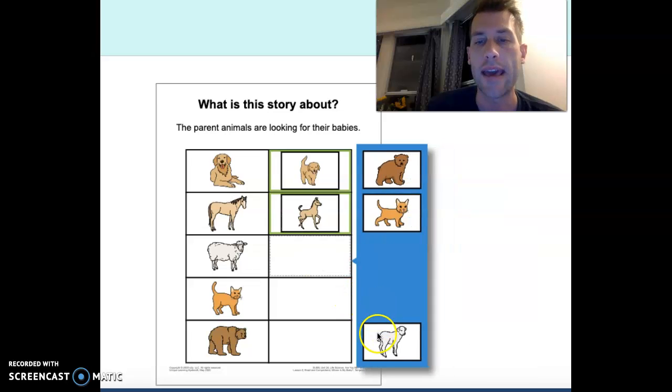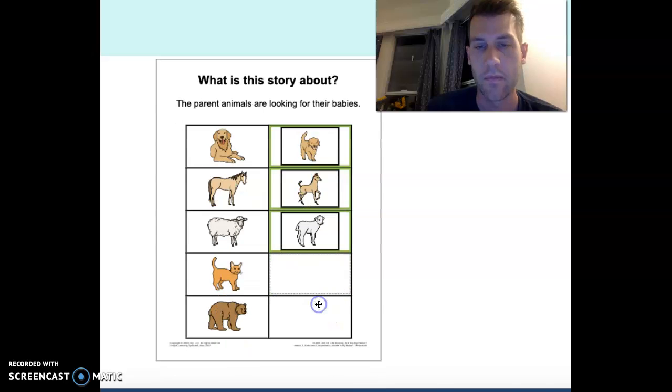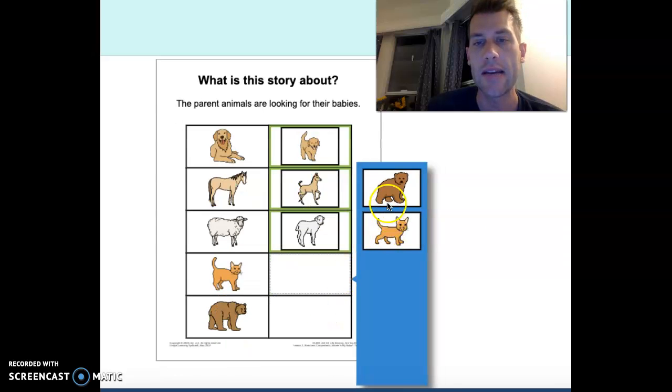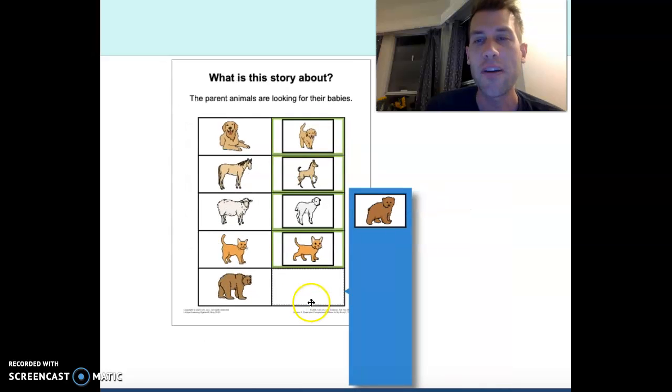Which one is the lamb? That's right. This is the lamb. Lamb. Which one is the kitten? That's right. This is the kitten. Kitten. Which one is the cub? The only one left.